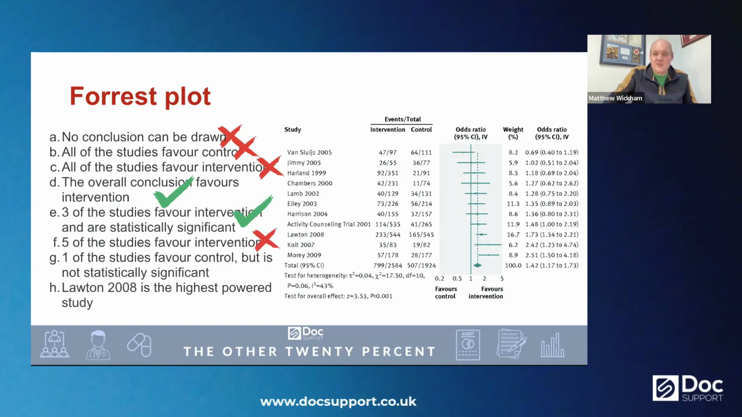Well, I've marked that wrong. That was me writing this question. It's meant to say and are statistically significant. One of the studies favors control but is not statistically significant? Again, that's that top one, so that's true.